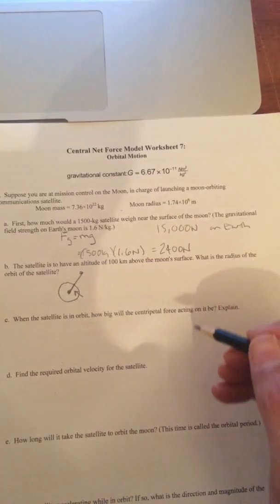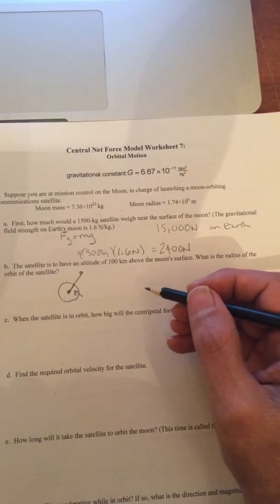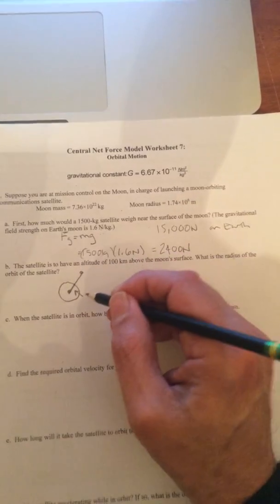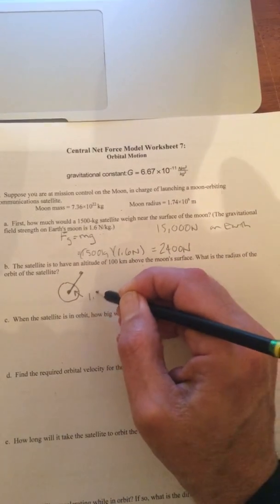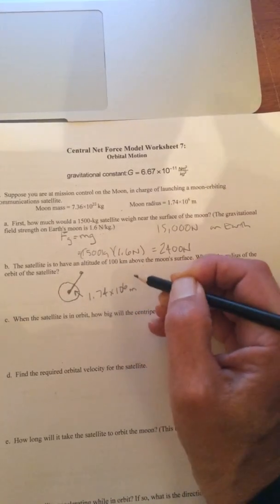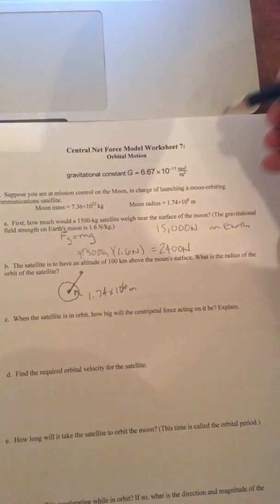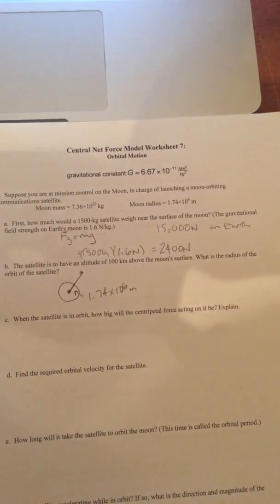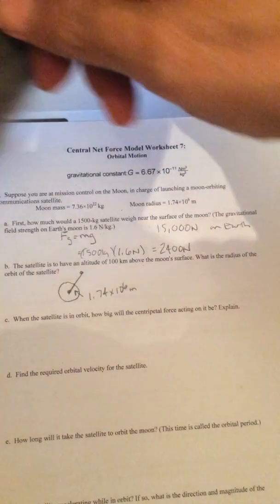So the radius of the moon is 1.74 times 10 to the 6 meters. And the satellite's going to be in orbit 100 kilometers above the surface of the moon.